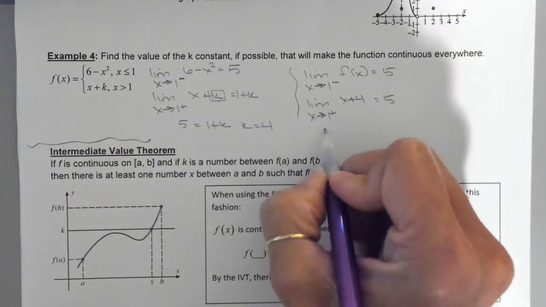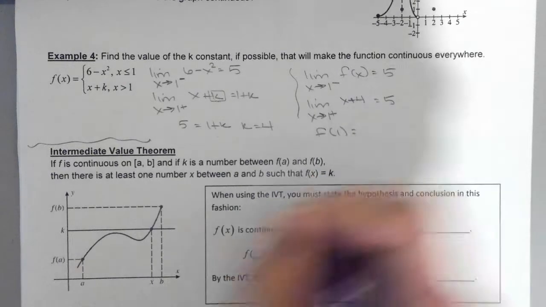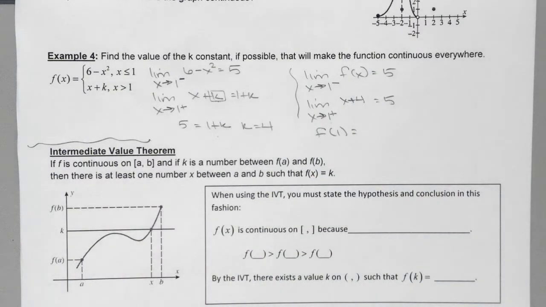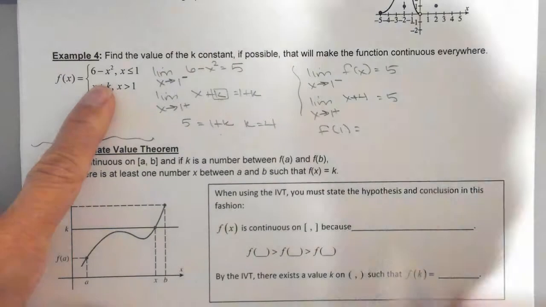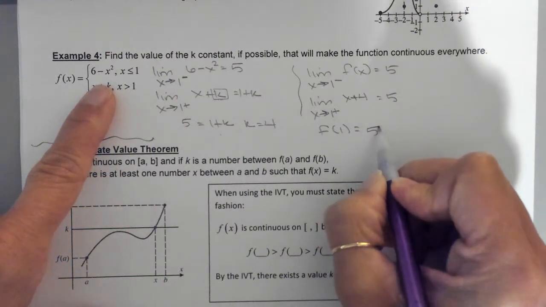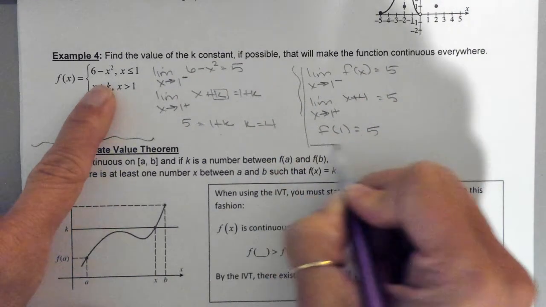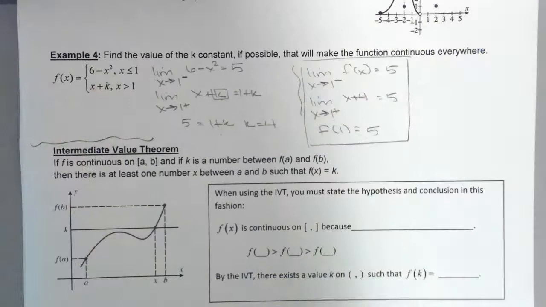The last piece is evaluate f of 1. How do I evaluate f of 1? Yeah, you plug 1 into the function that has the equal to in the inequality. So you plug it in the top. So in this case, it's 5. This is your justification. You're done.